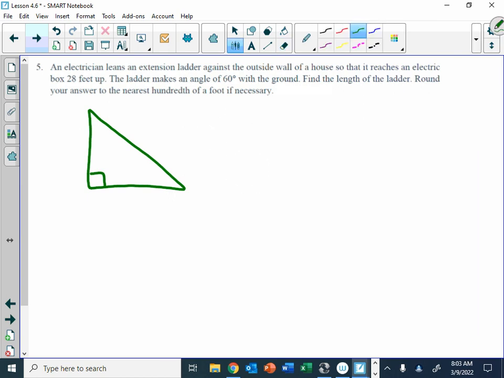So let's reread that first statement again. An electrician leans an extension ladder, blah, blah, blah, so that it reaches an electric box 28 feet up. Okay, so if I label these sides 1, 2, 3, where is that? Don't write that down. Where is the 28 feet going? 1. You see that? The electric box is 28 feet up. There's the box. So 1 is 28 feet.